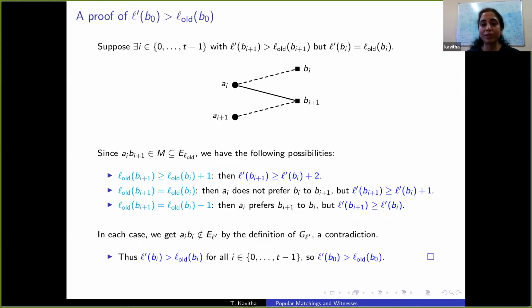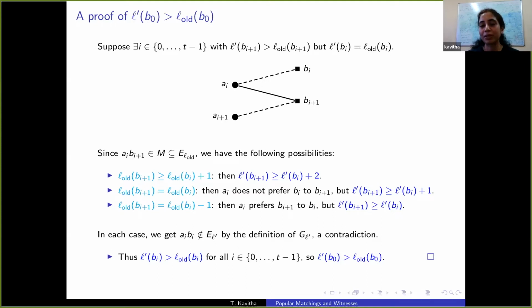However, we know that the dashed edge is present in the other subgraph. So it has to be the case that if Bi plus 1 has a higher level under the other level function, then even Bi should have a higher level. So this moves upwards. All the objects on this truncated augmenting path that we saw have higher levels under the other level function compared to our level function. So finally, the topmost object B0 also has a higher value under L prime than our level function.